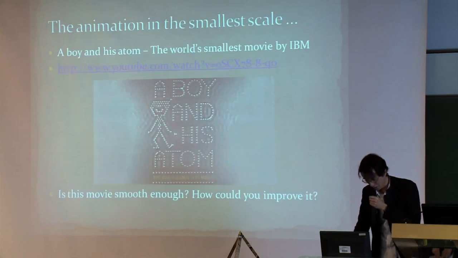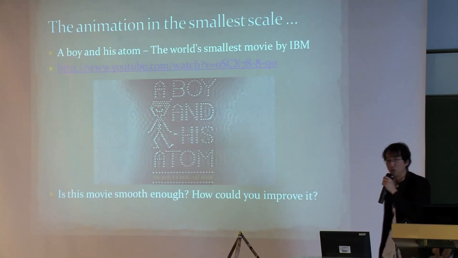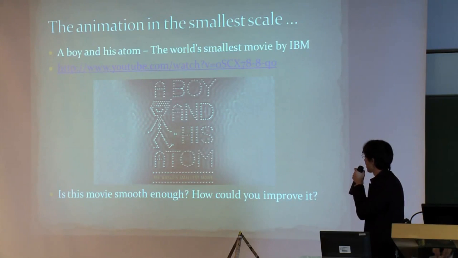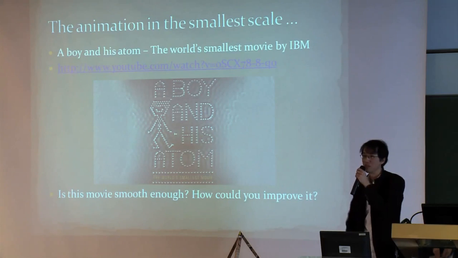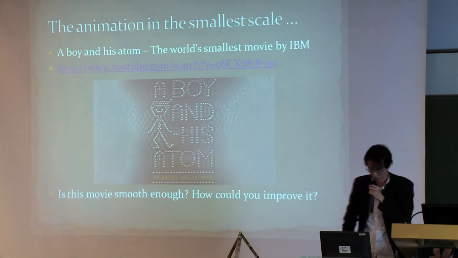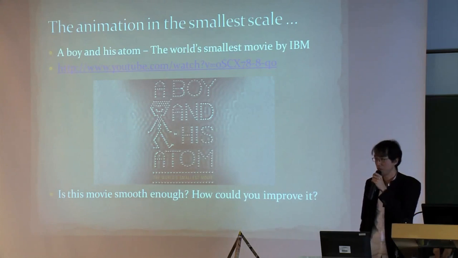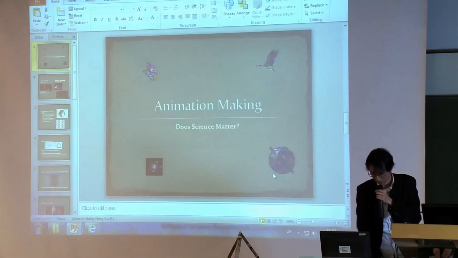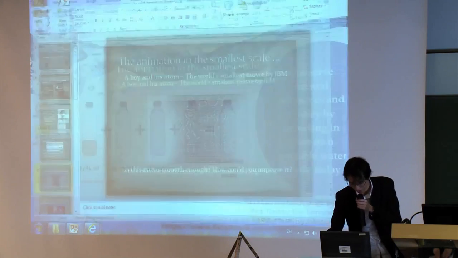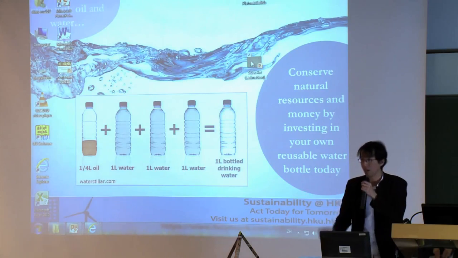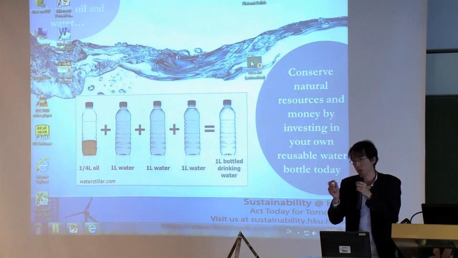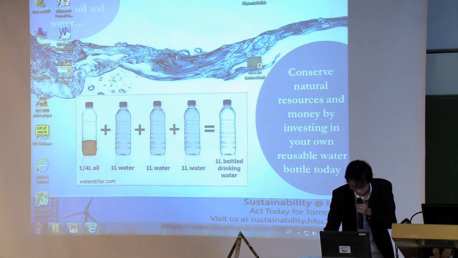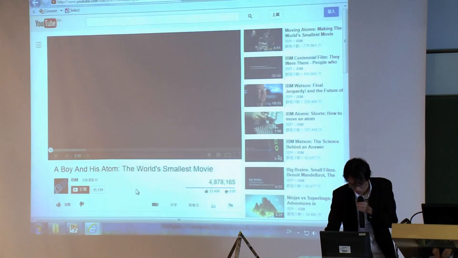So, next. I'm going to show you another very interesting small animation done by a group of scientists. You may have heard about IBM. It is the company that creates a lot of computers, but they do another very interesting thing. They create an animation by atom. It is called the smallest movie in the world ever. So let me show you the boy and his atom.